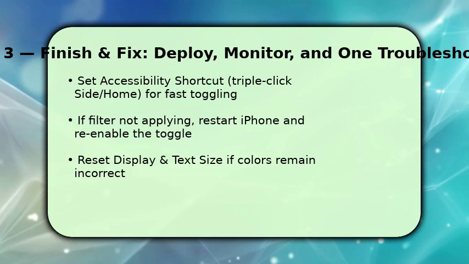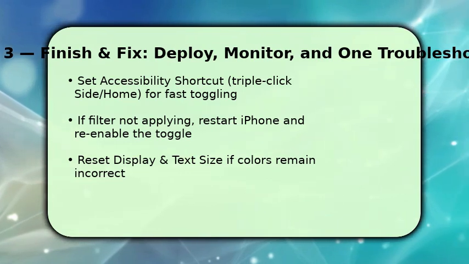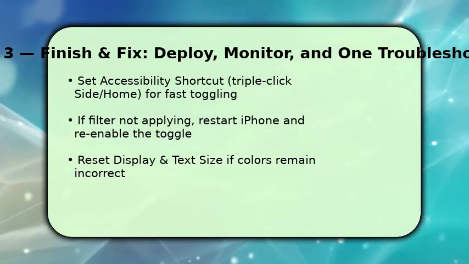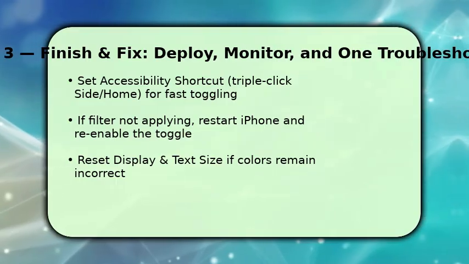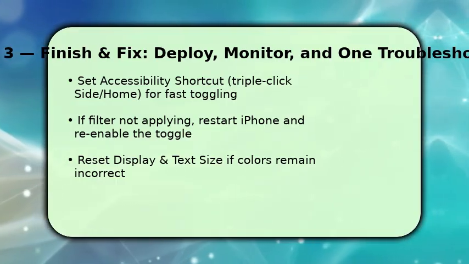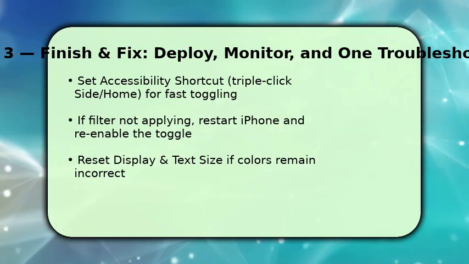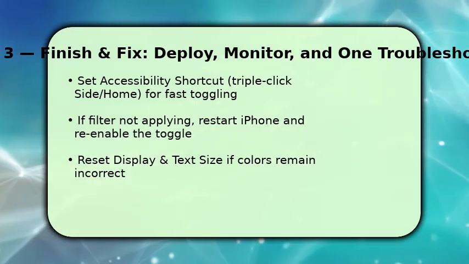You finish by adding color filters to the Accessibility shortcut. Open Accessibility shortcut, then check Color Filters so a triple click toggles them instantly. Once done, practice the shortcut. It saves time when lighting changes.